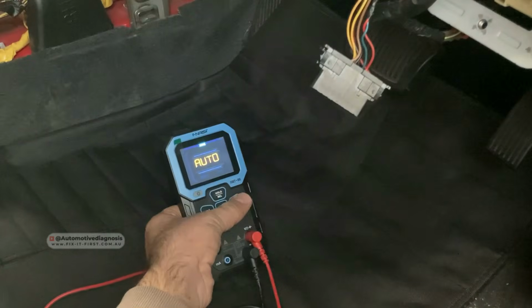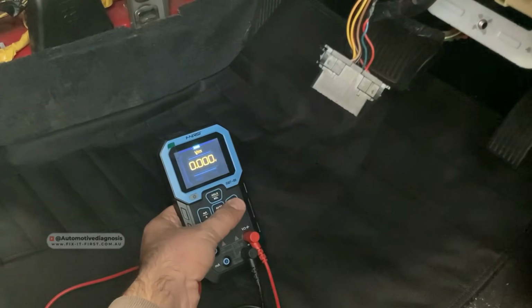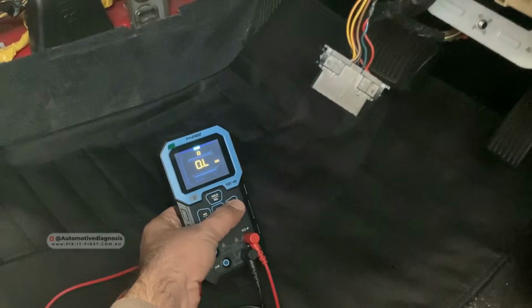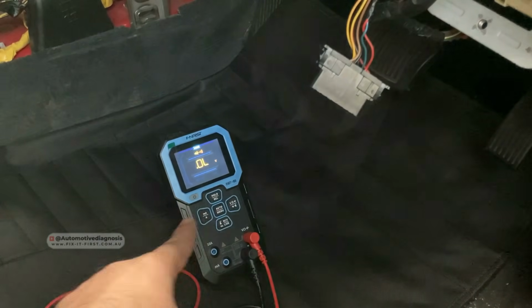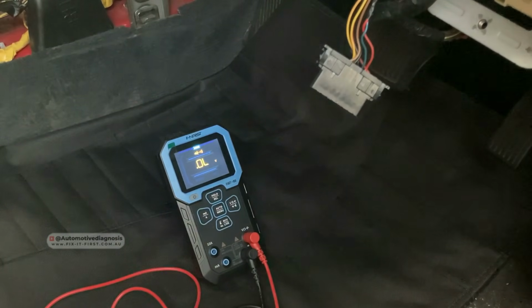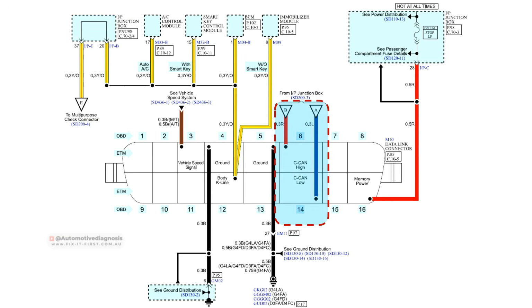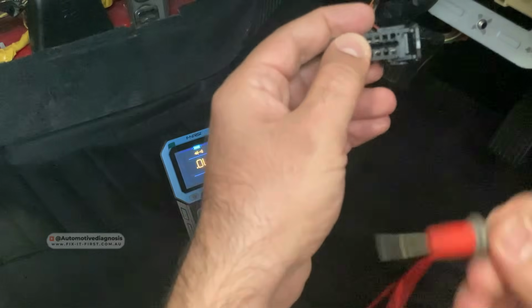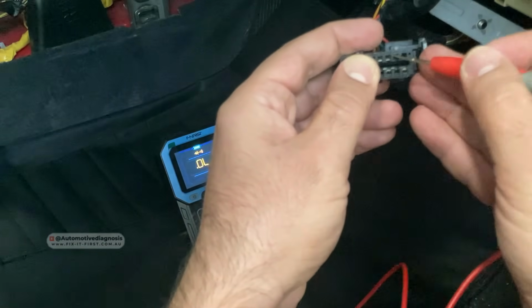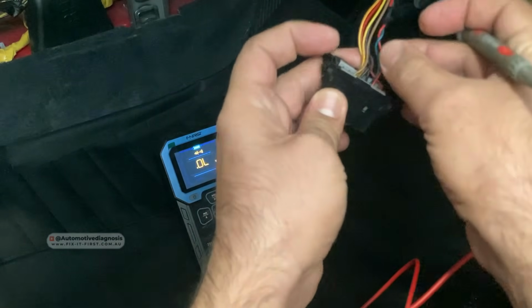I use a multimeter. You can check the resistance. I'm gonna put it on continuity because at the same time I can read the resistance and I can check the continuity as well, on OBD2 connector pin number 6 and 14, which are these two pins, these two, they are for the CAN bus, and they are CAN high and CAN low.